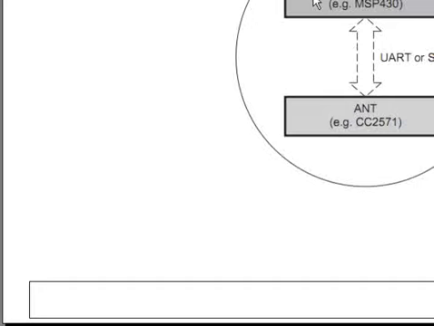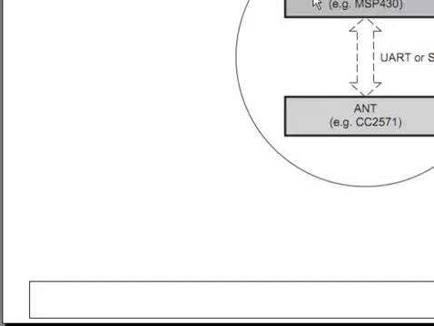TI's ANT solution is a network processor. The ANT and ANT-FS stack are pre-integrated on the TI single-mode ANT device, namely the CC257X device. The applications will reside on the MCU. The CC257X is already pre-integrated with the MSP430. However, any MCU of choice could be used.